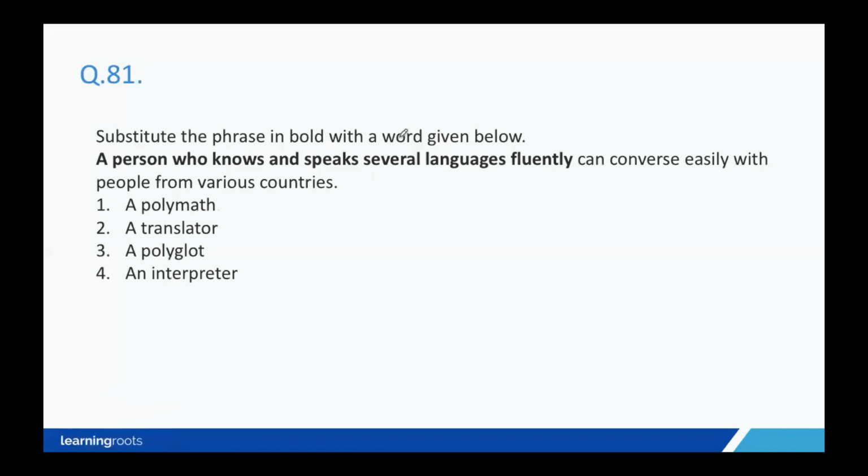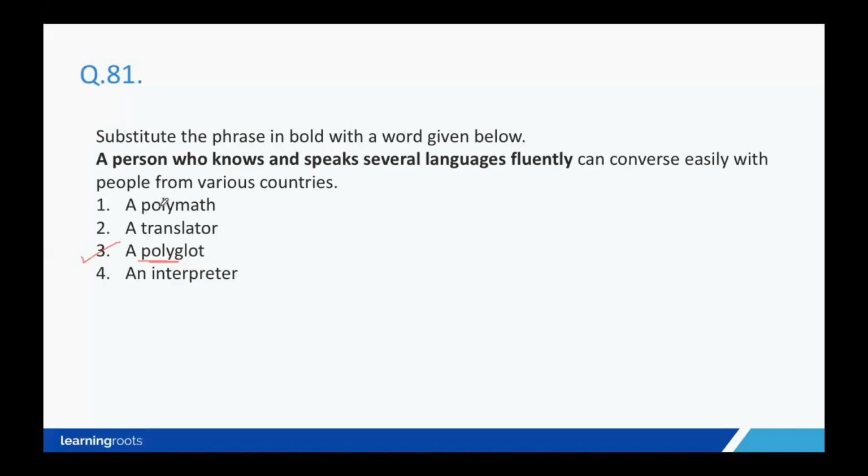Substitute the phrase in bold with a word given below. So a person who knows and speaks several languages fluently will be a polyglot. Right? Poly, of course, stands for many. It's the root word for many. Glot, in this case, we're talking about languages. So polyglot will be the answer.